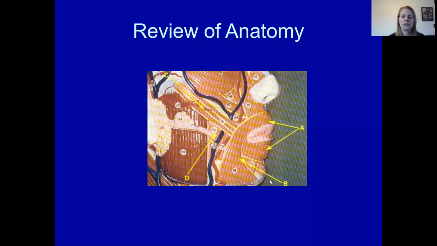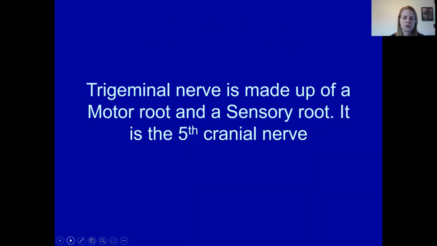All right, we're going to be reviewing the anatomy of the trigeminal nerve. As we start to give injections and look at giving injections on our partner and ultimately our patients, we need to review the anatomy of where we're going, what we're going to be numbing, and what we're going to be doing. We're going to be working on anesthetizing the trigeminal nerve.